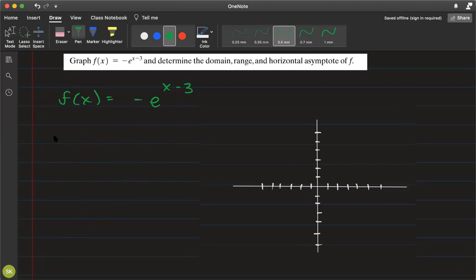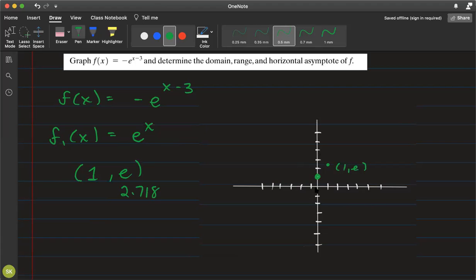We're going to start with that because you can see it's a transformation. So if we start with a parent function, let's say f1 of x is equal to e to the x. Well, this is going to go through 0, 1, because if we plug in 0, 2.718 to the power 0 is 1. It's also going to go through 1, e. Well, if we plug in 1, we get e, and e is about 2.718. So we can just say here's 2, here's 3, so it's about right here.